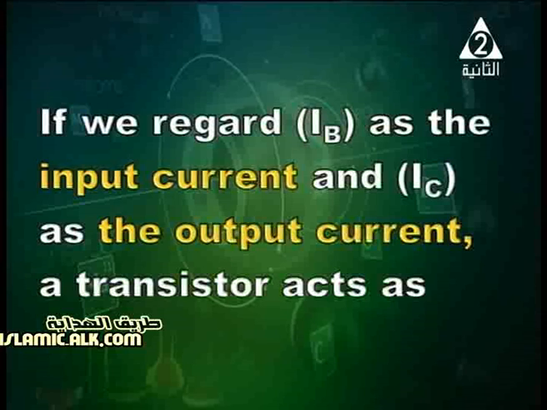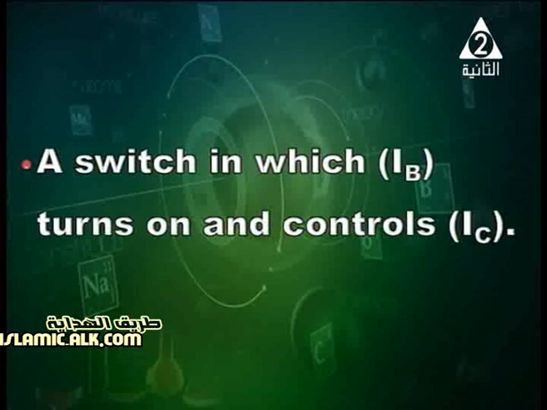If we regard IB, the base current, as the input current, and collector current as the output current, a transistor acts, first of all, as a switch in which base current turns on and controls collector current. So the first function of the transistor is that it acts as a switch.